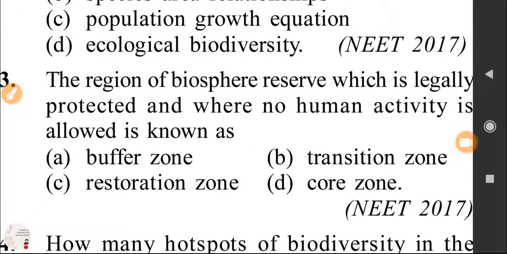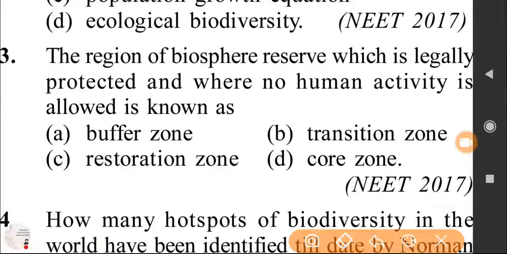Next question, it is also from NEET 2017. The region of a biosphere reserve which is legally protected and where no human activity is allowed is known as? This is also a good question. All the four zones are related to biosphere reserves. The core zone is the zone where no human activity is allowed. If you are preparing for the first time, or don't know or have forgotten, you have to understand these four zones, then you can give the answer.